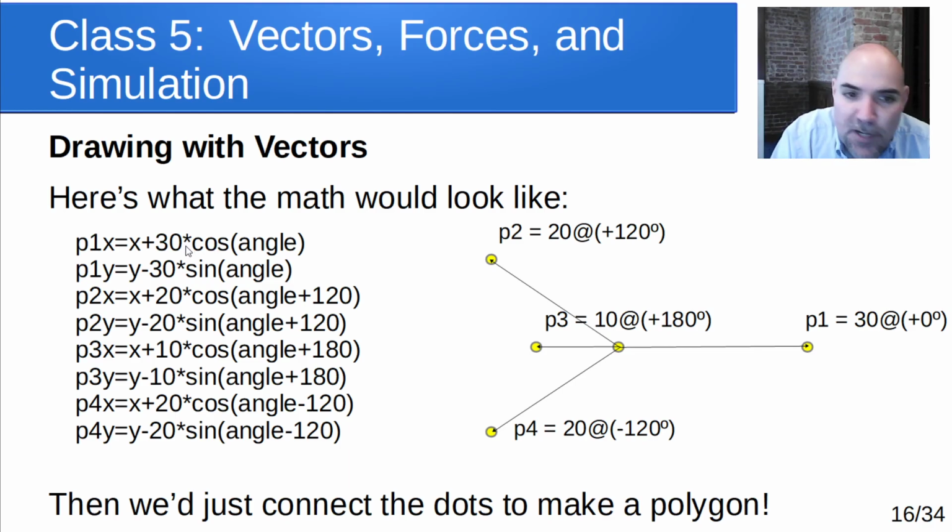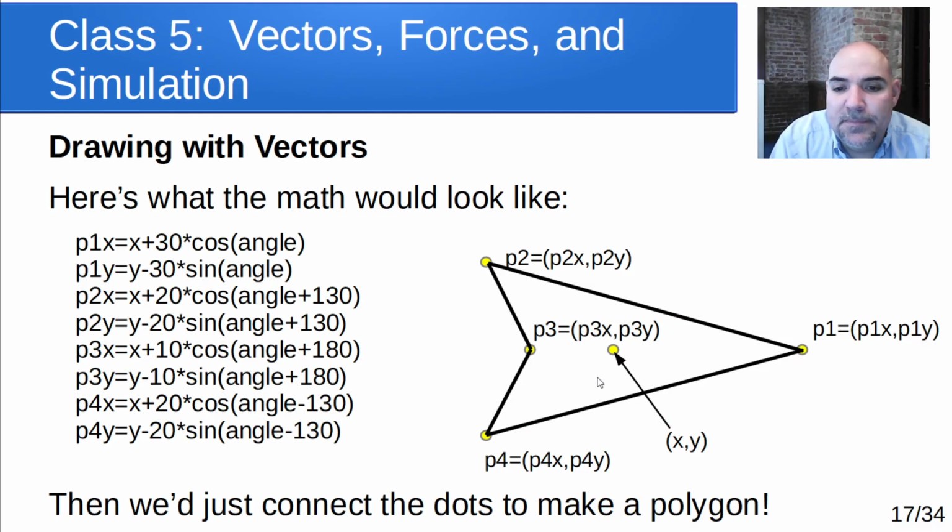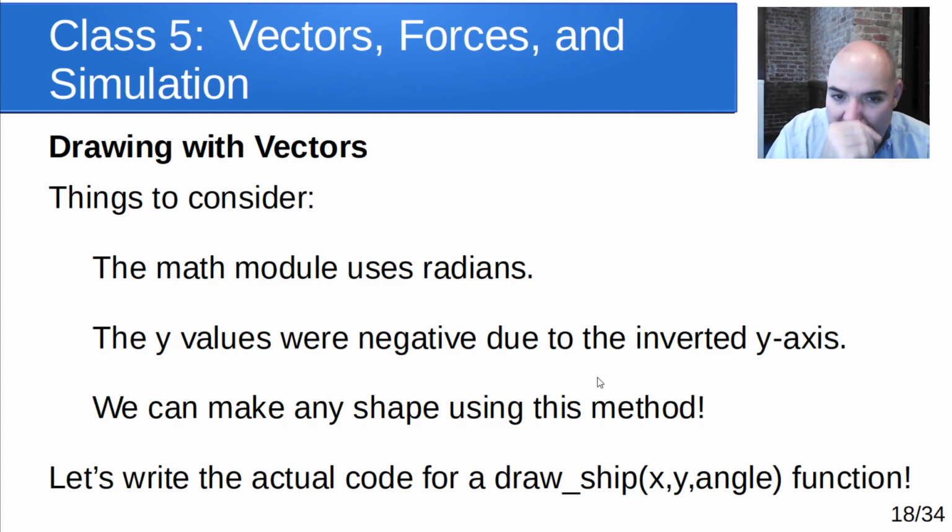So P1 is always directly in front of the ship. So if it would help you, you could think of this as angle plus 0. But then P2 is the angle of the ship plus 120. And P3 is angle of the ship plus 180, so directly behind us. And then P4 is angle of the ship minus 120, going back this way. And then these distances here are the lengths of these lines we have drawn over there. So after we computed those, we would just connect the dots to make a polygon, like that. Okay, so that's the basic idea of what we're going to do.